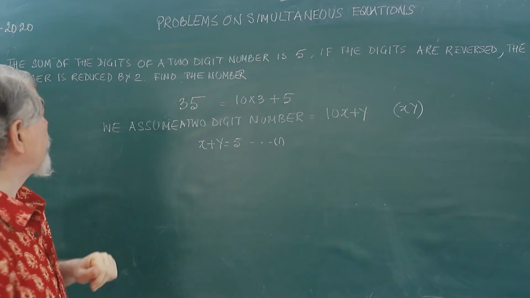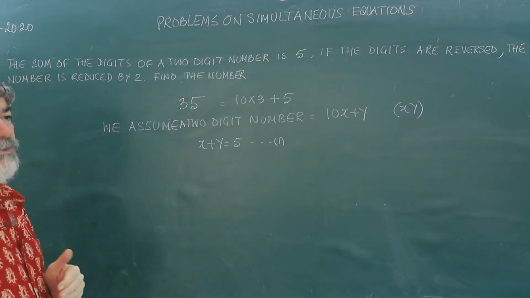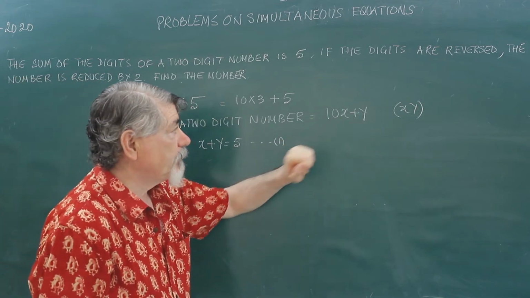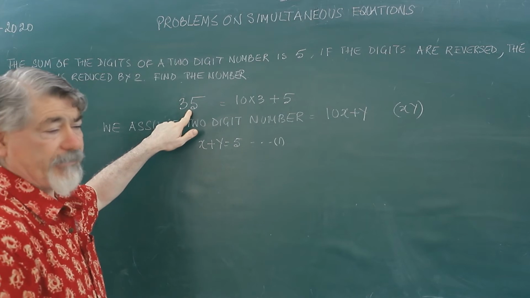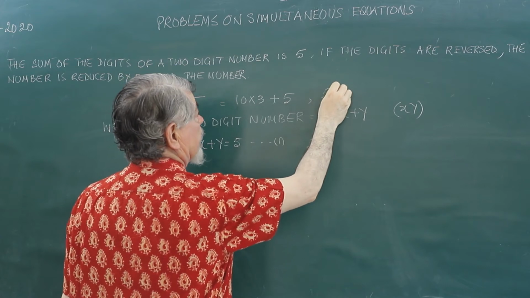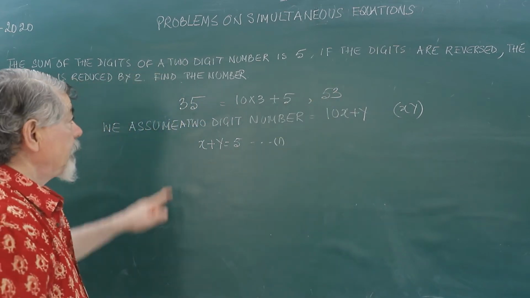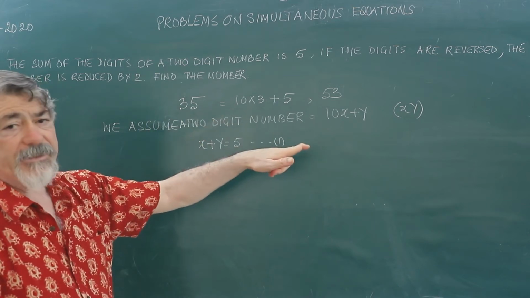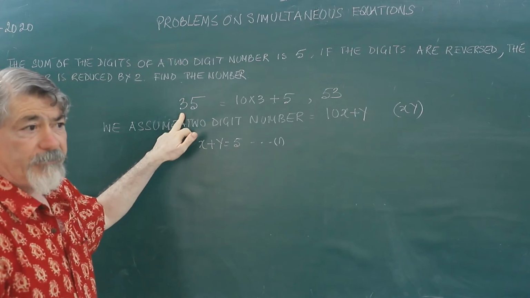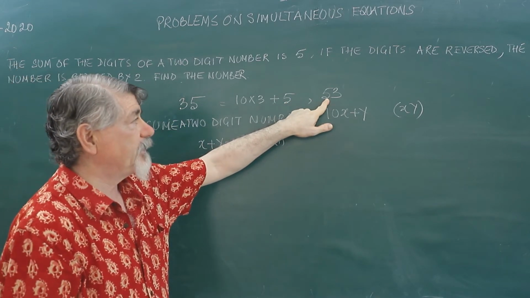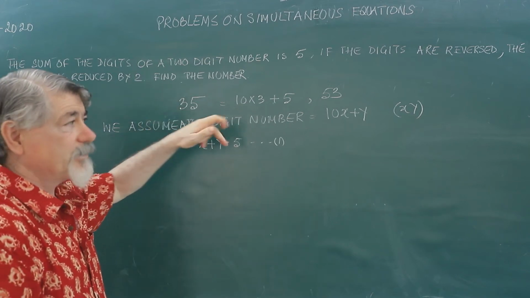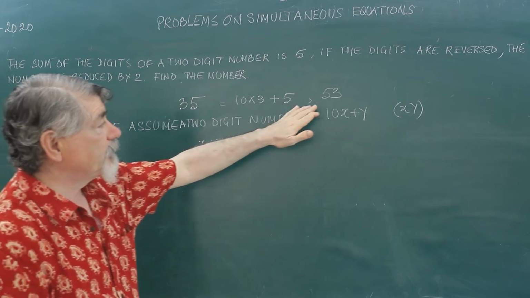If the digits are reversed, the number is reduced by 2. What does it mean? This is the number 10x plus y. If I take the example of 35, and I reverse it, it becomes 53. 35 becomes 53 on reversing the digits. 53 is larger than 35. But if I had assumed the number to be 53 and I reverse the digits, the number will become 35. So the number becomes less than the original number. Here the condition is something like that.